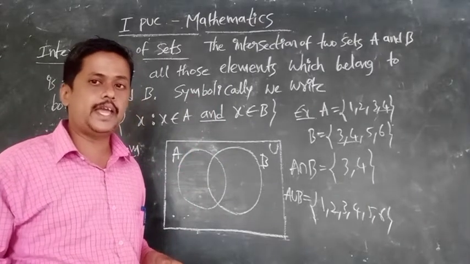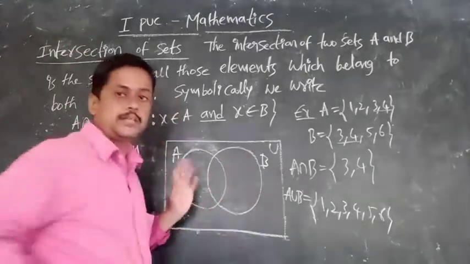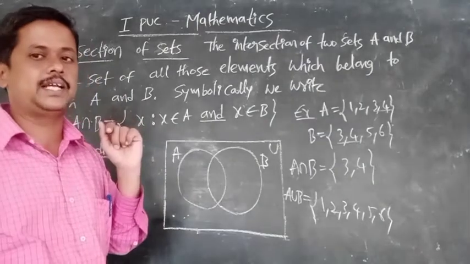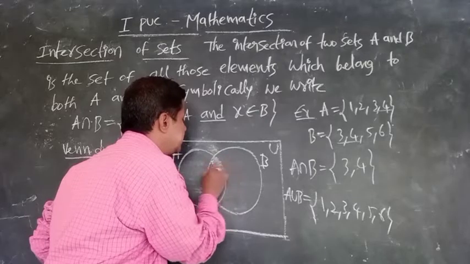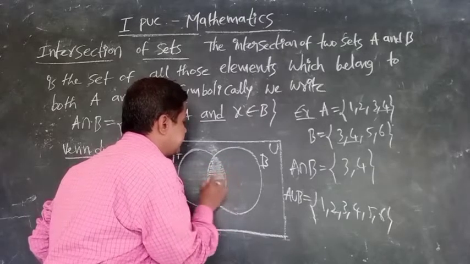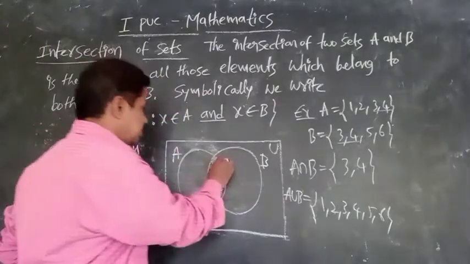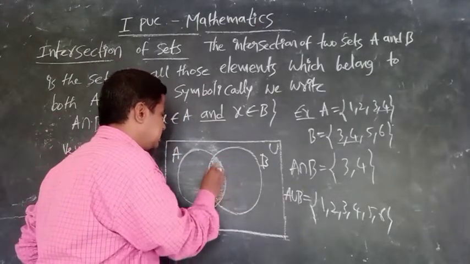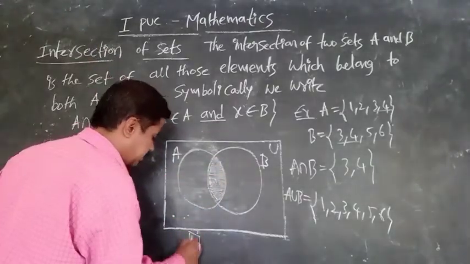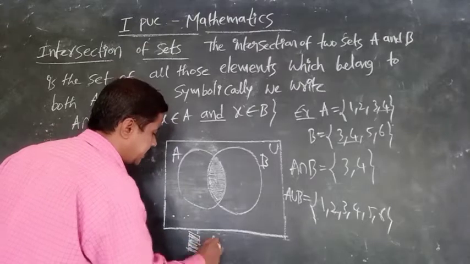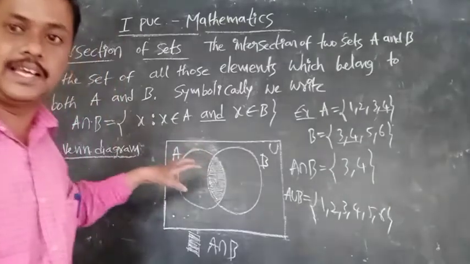We have already done A union B, where all of A and B is shaded. But A intersection B is not like that. Only the common part is shaded, this part only. Understood? This shaded part is known as A intersection B. By observing, we can easily see that.